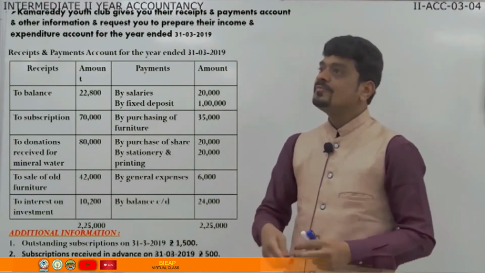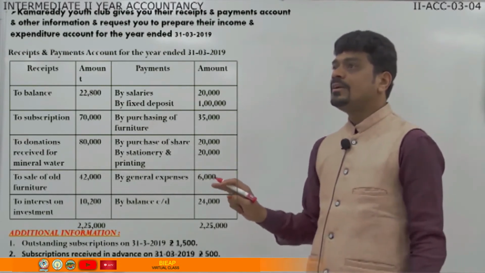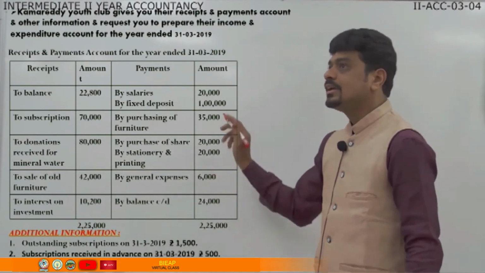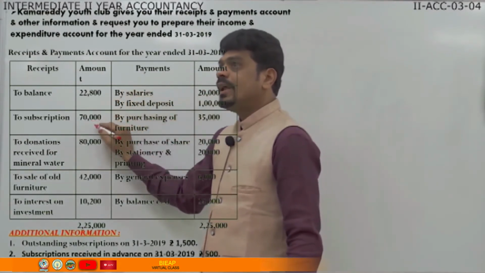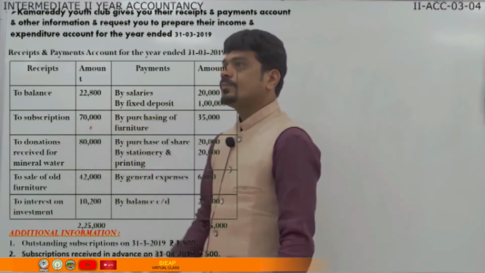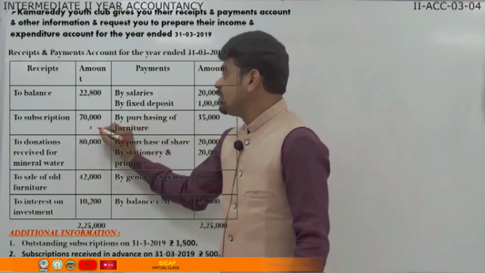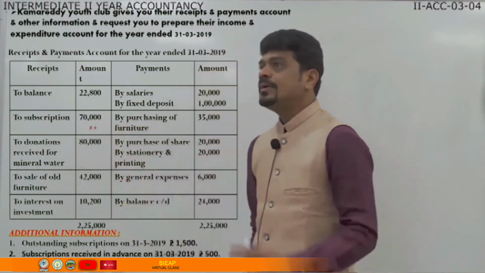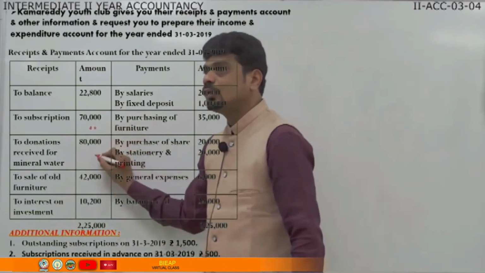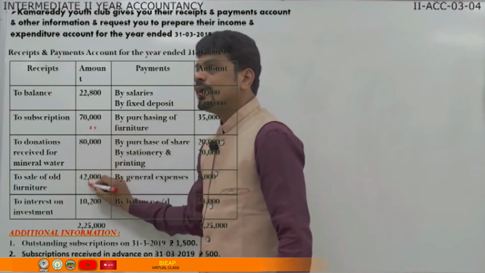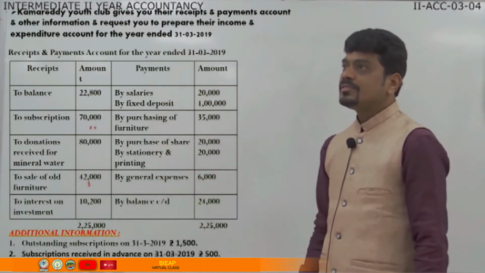So as usual, first we'll mark the adjustments. First, subscription outstanding for 31st March 2019. So we'll go to subscription. Where is subscription? Here. Correct? So we'll mark adjustment 1. Then subscription received in advance, again one more adjustment, so I'm putting one more dot over here. Means there are 2 adjustments. Then value of furniture sold. Where is furniture sold? Here is the furniture sold, so I'll mark the adjustment here. Now we'll start posting the transactions.